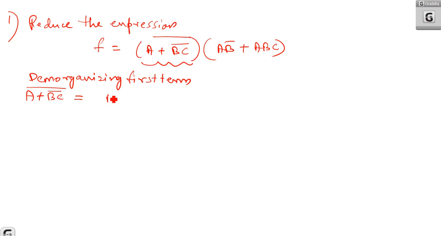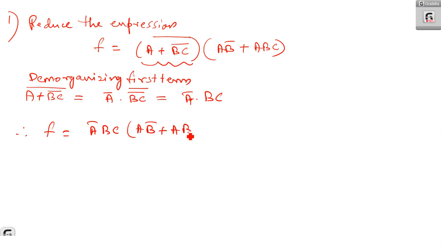That is given by A bar dot (BC bar bar), that is equal to A bar dot BC. So first term is A bar dot BC. Therefore we can write F is equal to A bar BC and AB bar or ABC. Now multiply. So we will get A bar BC AB bar or A bar BC ABC.